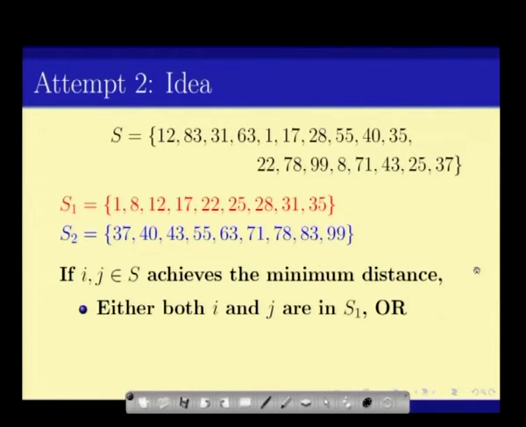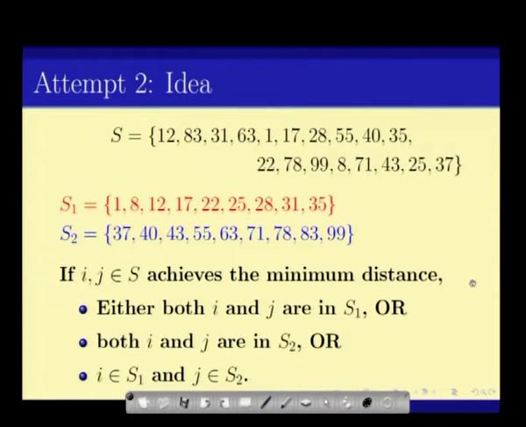Let us see. If I have an i, j pair in S which achieves the minimum distance among all pairs in S, then what are all the possible things that can happen? The first is that both i and j are in S1, the first half. The second is that both i and j are in the second set S2. And the third is that one of them is in S1 and the other is in S2. Here I assume that i is in S1 and j is in S2; it does not matter which way, because i and j can be anything. So once we have split S into S1 and S2, three conditions can happen: i and j both in S1, or both in S2, or i in S1 and j in S2.